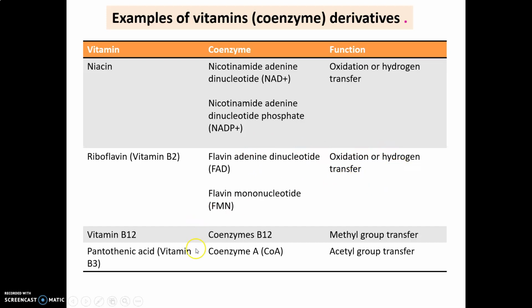Kita juga ada this vitamin B3 which is pantothenic acid, which is dia adalah precursor ataupun punca kepada coenzyme A. Coenzyme A juga akan involve dalam acetyl group transfer, in which happens juga di cellular respiration. Okay, but the concept is that you kena tahu untuk coenzyme, it is derived from water soluble vitamin, contohnya vitamin B2, B12 and niacin, in which dia akan involve in oxidation, mainly lah oxidation and hydrogen transfer.